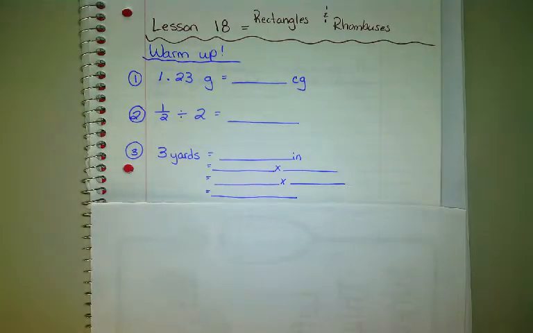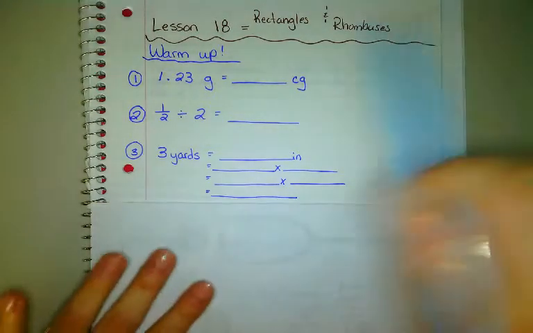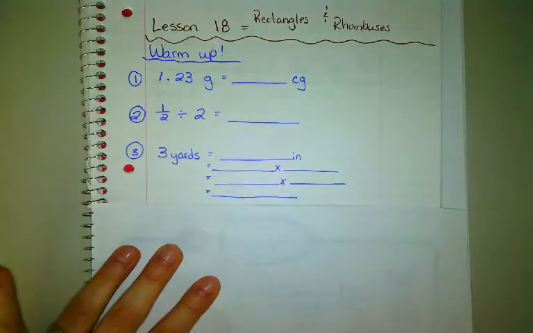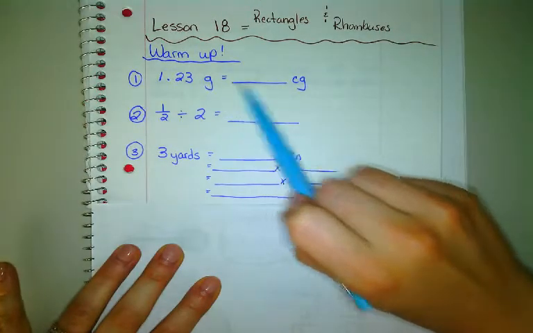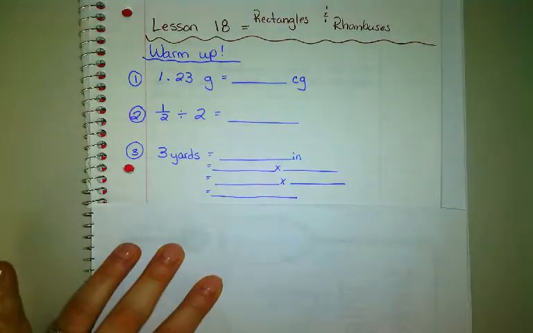All right, guys, hopefully it's been about 3 minutes for you to work on these warm-up problems. Again, if you didn't get them all done, that's okay. We're going to go over these together here. So our first problem is a conversion problem. We have 1 23/100 grams, and we're converting that to centigrams.